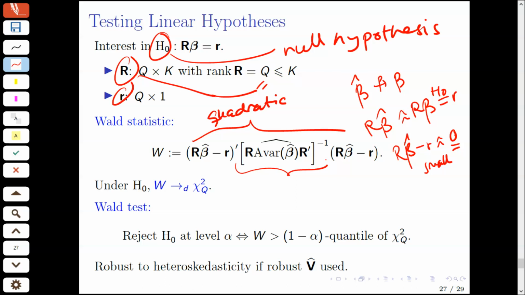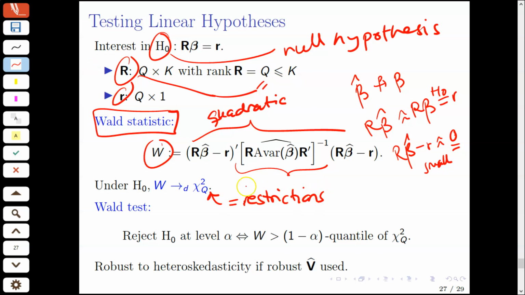Now one may show, or rather, this sandwich formula, this quadratic form, is known as a Wald statistic, hence the W notation. And one may show that under the null hypothesis, that is the set of linear hypotheses from above, as well as our previous OLS 1 and 2 assumptions, the Wald statistic converges in distribution to a chi-square distributed random variable with q degrees of freedom. So q here again is the number of restrictions that we're trying to test.